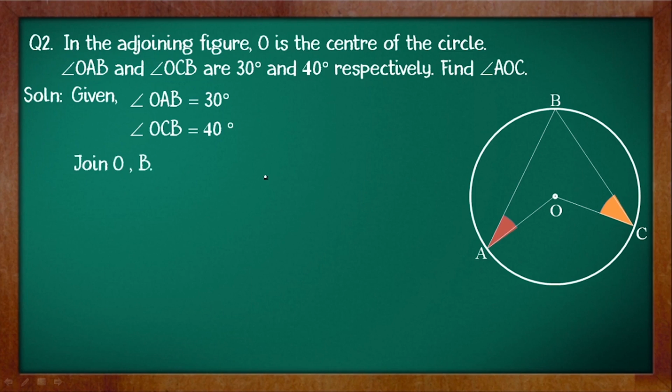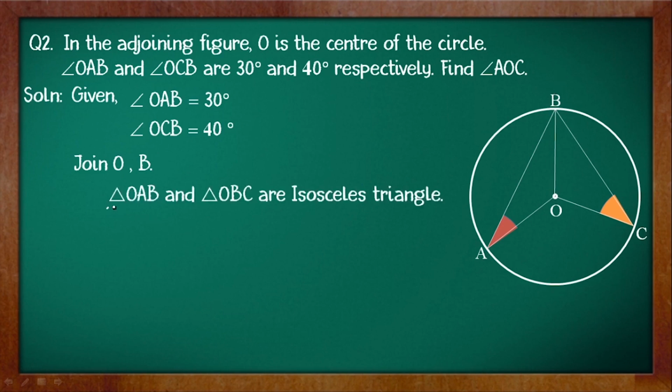Now what we will do, to solve this problem, is join O and B. After joining O and B, we get two triangles, triangle OAB and triangle OBC. Both of these triangles are isosceles triangles.